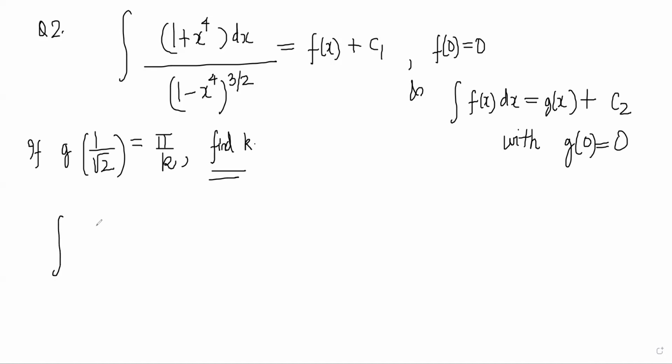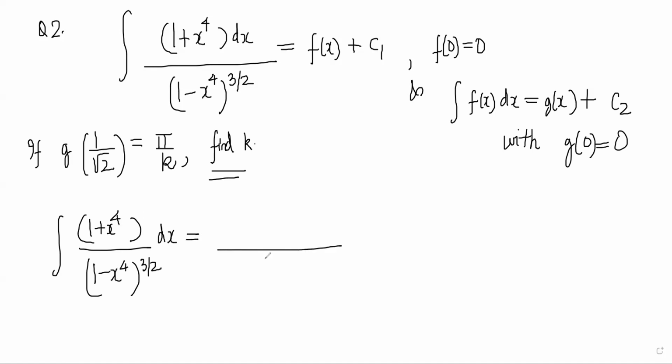So let's focus our attention on the first integral, which is (1 plus x power 4) by (1 minus x power 4) to the power 3 by 2 dx. Whenever you have powers of x like this in the numerator and denominator, one common technique would be to divide both up and down by some powers, to try to get it in the form where the derivative of the denominator is in the numerator. That's what you want to achieve. So I will try some divisions by some powers of x.